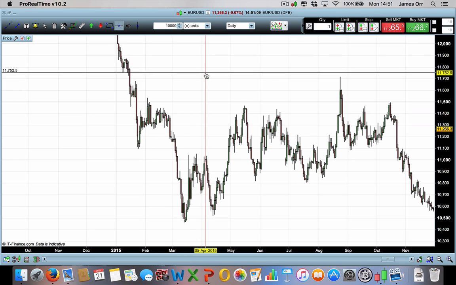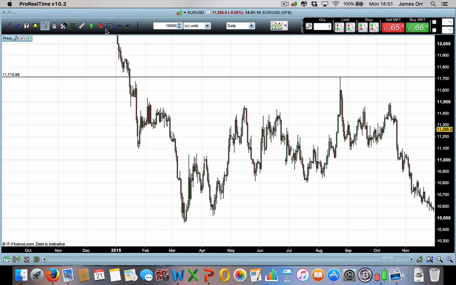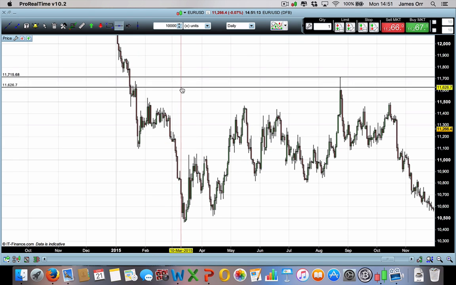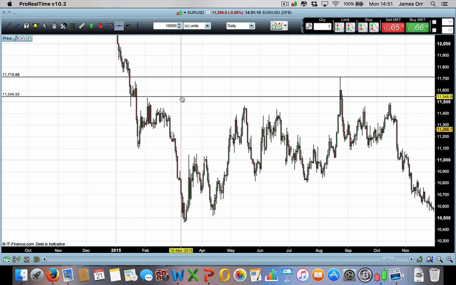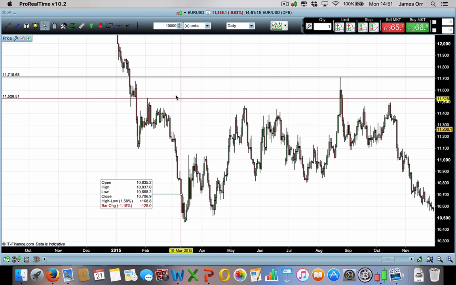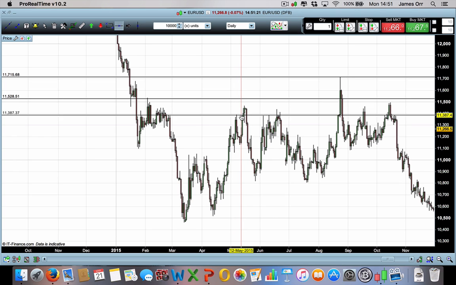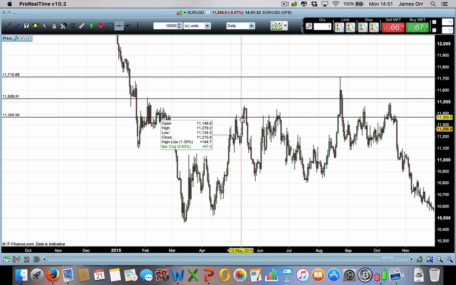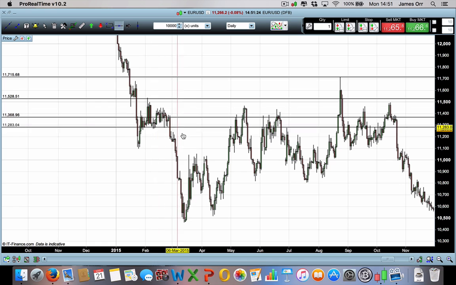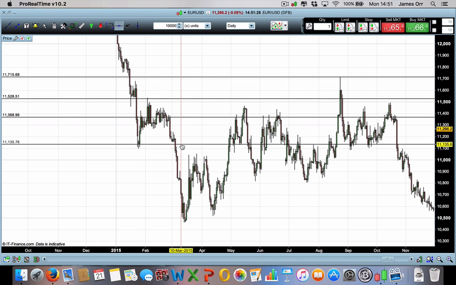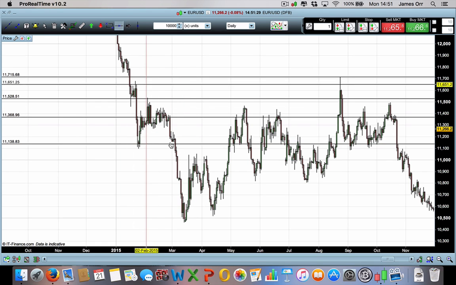So what I'm going to do now is pick out support and resistance levels. I'm just going to do it relatively quickly. If you don't know how to pick out support and resistance levels, you can watch the video. For the purpose of this video, I'm not going to talk you through it. I'm just going to plot them relatively quickly. I'm just going to take the main ones also.